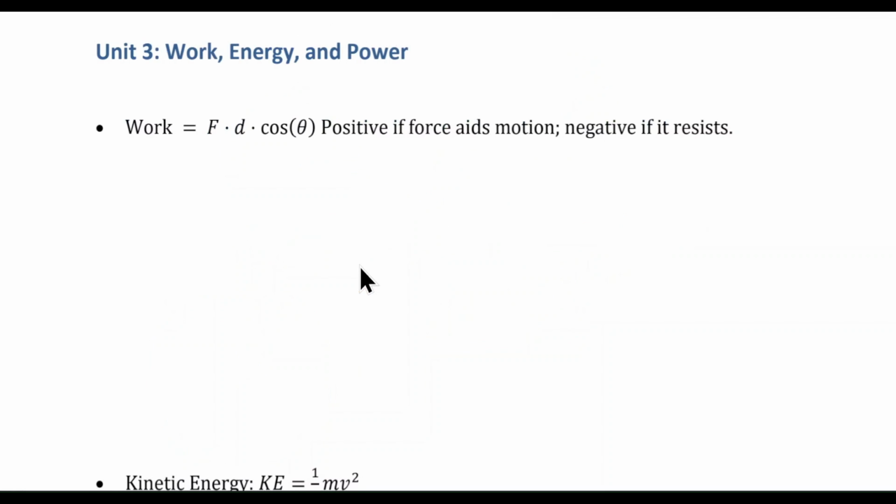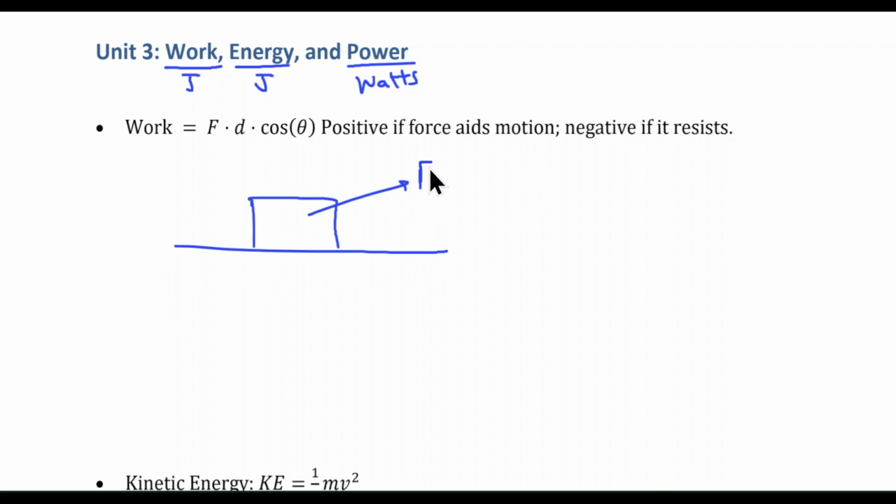Unit 3: work, energy, power. All these three are scalar. Work, joules, SI unit. Energy, joules, SI unit. Power, watts, SI unit. Work is given by Fd cos theta. It is positive if the force aids the motion, which makes sense, because if there is an object and I'm pulling like this, obviously it is displacing somewhere here. So I'm doing a positive work on this object.